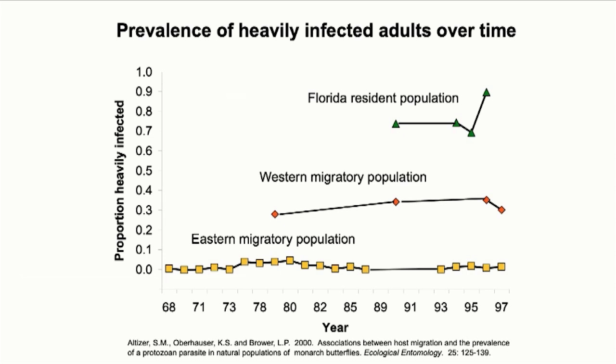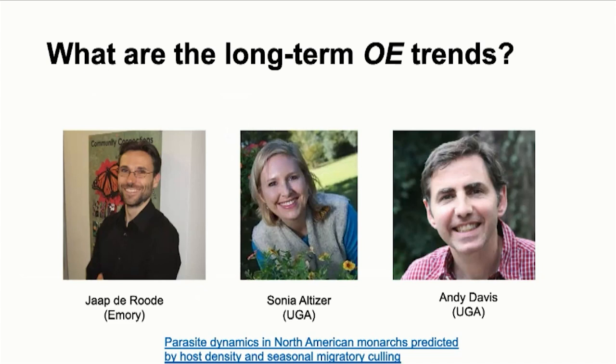And I worked with a dream team of monarch biologists and scientists. So Jaap de Roode from Emory University, who was at the time my postdoctoral advisor, Sonia Altizer from UGA, and Andy Davis. And we really asked, what are the long-term trends of OE infection since, how far can we go? I want to mention that this study has now been published in Journal of Animal Ecology. Here I just included the title in case you are interested. But I want to give you an overview of our findings and what we did and what we learned from all of that data.